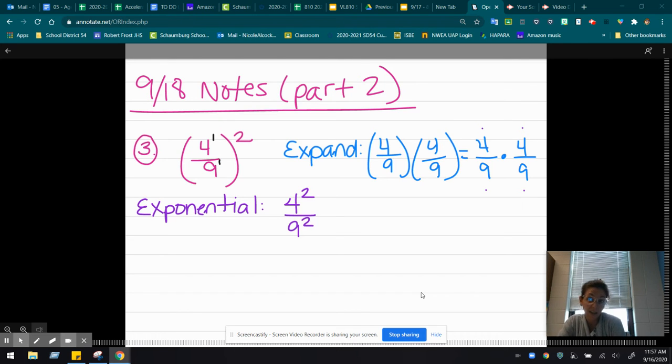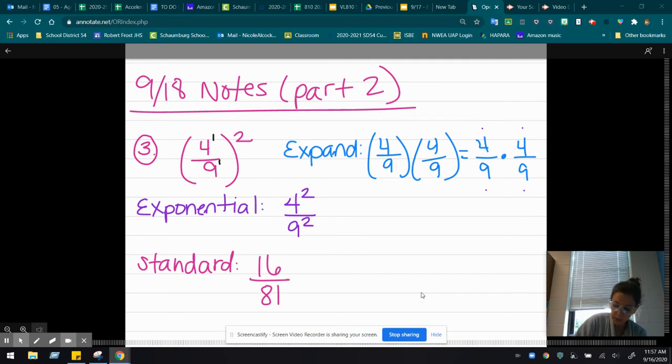And then to simplify, I go to standard form. And you might know these from our days of perfect squares. 4 squared is 16. 9 squared is 81. And as I'm looking at that fraction, it does not simplify. So my answer would be 16 over 81 in standard form.